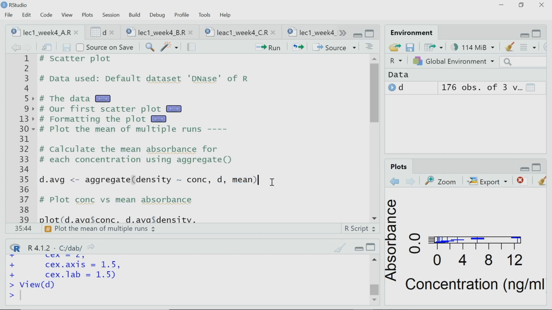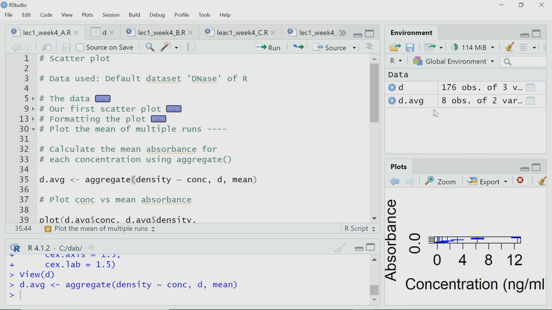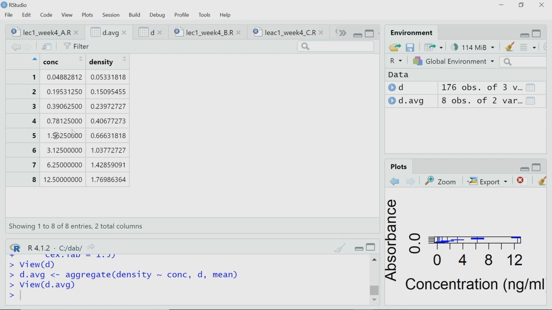So, if I execute this, I have created the D average variable where this aggregated data is stored. Let me open that. You can now see you have 8 data points, right, because I have 8 concentrations in this experiment. So, 0.0488 up to 12.5, and the second column is now the mean density that we have got through the repeated measurement. The mean of those repeated measurements for that particular concentration.